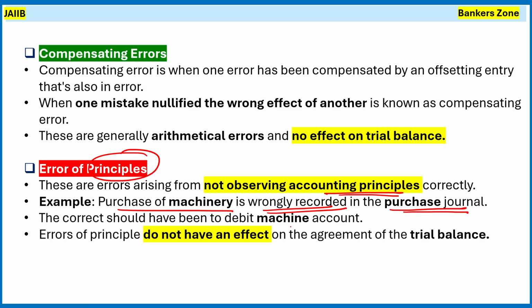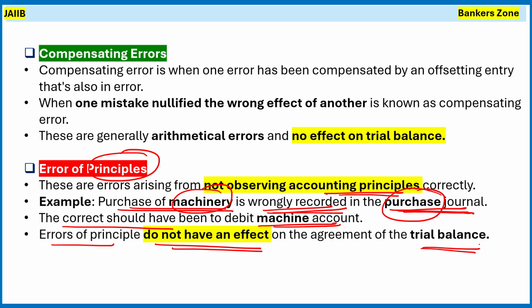Okay, now see, purchase of a machinery is wrongly recorded in the purchase journal, right? For example, what should be the correct entry? The correct entry should have been a debit to the machinery account. See, you have purchased machinery and you are wrongly recording it in the purchase journal. So means what? The machinery account here should have been debited, right? You have debited the purchase account. So there is a mismatch in the principle of accounting. Such an error also does not have an effect on the trial balance.